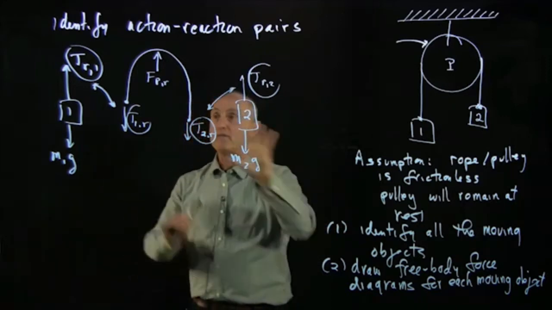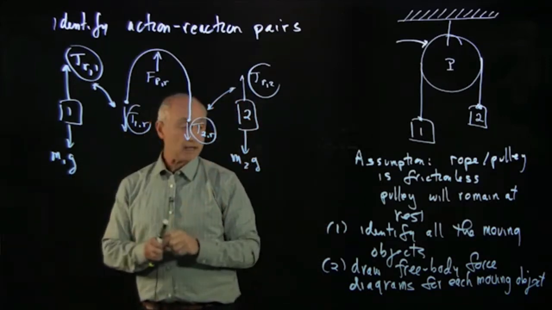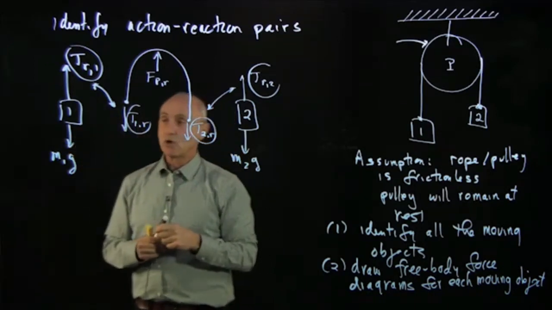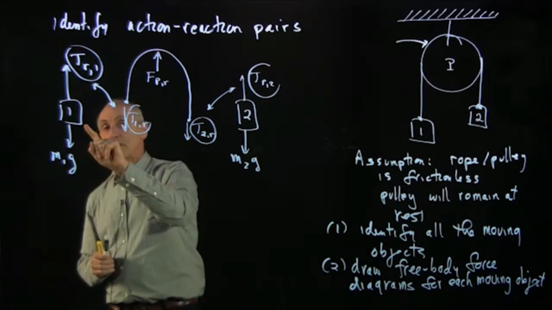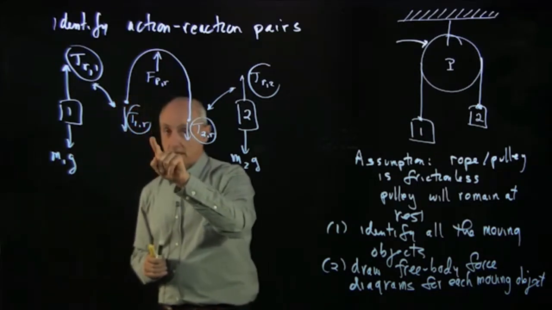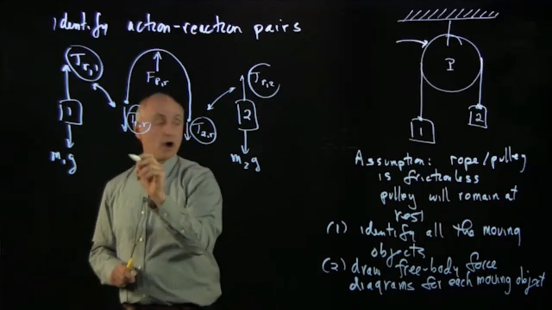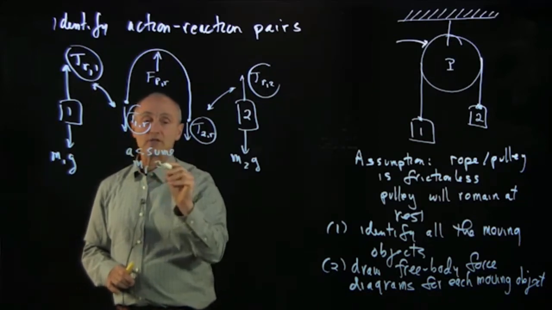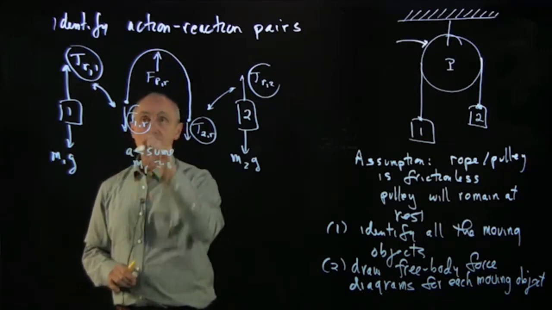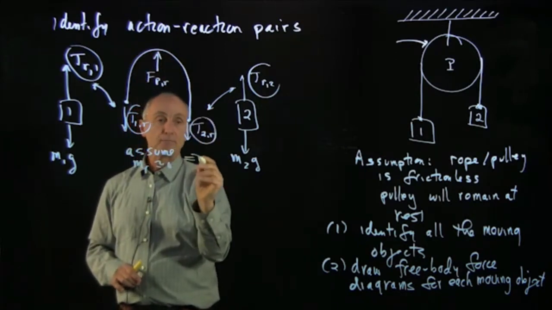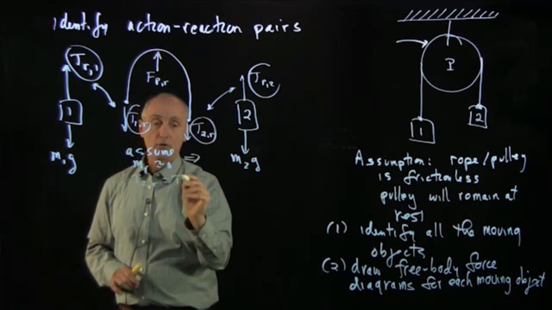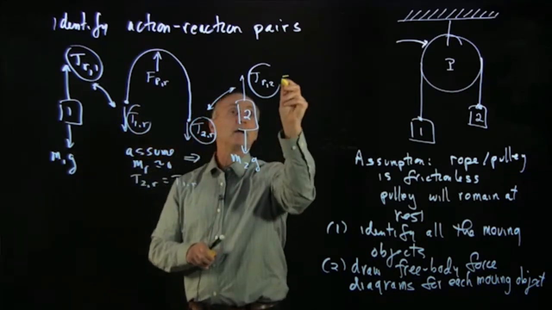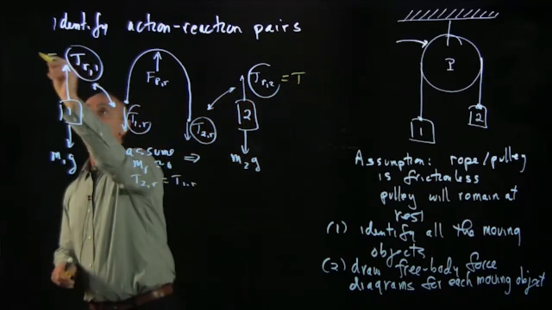Now that we've identified all the forces, we want to apply Newton's second law to each of these objects that are moving. So let's begin by remembering our next assumption: assume that the mass of the rope is very light, and then the tension in the rope is constant, and the implication of that is T2r equals T1r. And that's why we can now identify this as T and that as T.